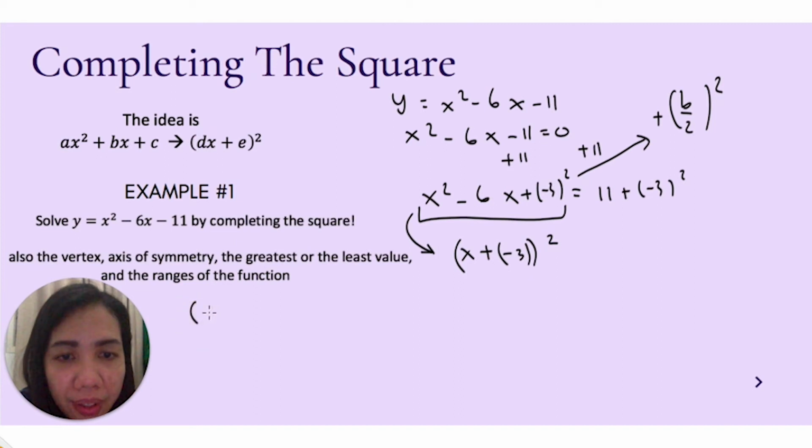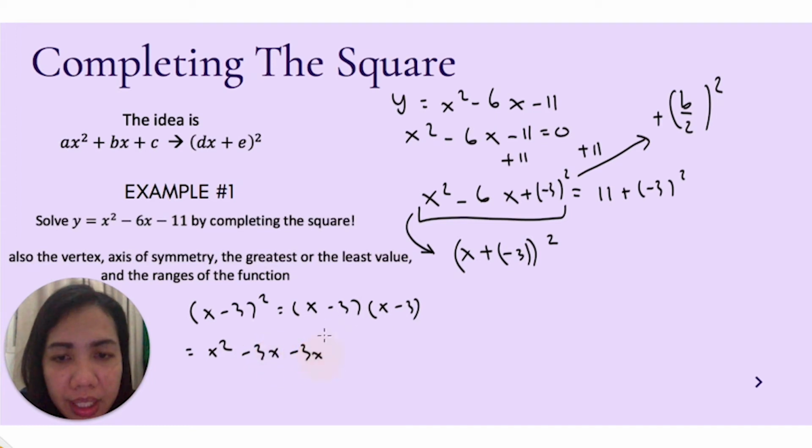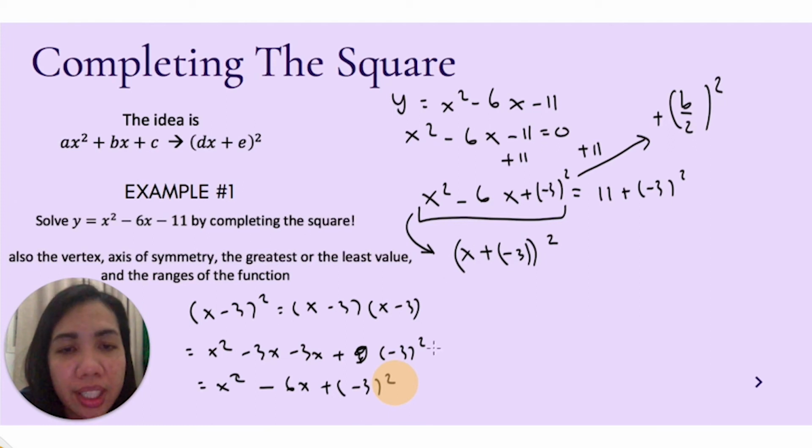So in here we have x minus 3 squared, and then we just expand x minus 3, x minus 3, and then start multiplying down. x squared minus 3x, and then x minus 3, minus 3x, and then minus 3 times minus 3 is positive 9, or in here actually minus 3 squared. So we have x squared minus 6x plus minus 3 squared. The same thing we have here. Okay, now it is proven that this perfect square is the same as this expression.